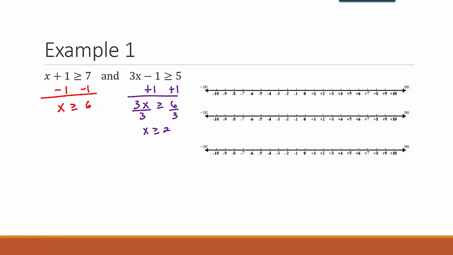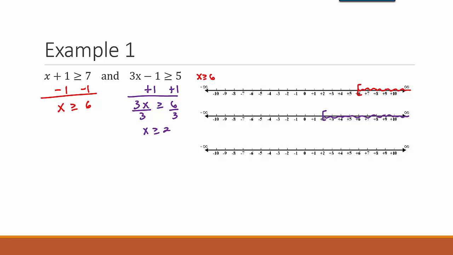Now I'm going to graph those separately. So let's look at the x is greater than or equal to 6 first. Now remember, we're graphing using the interval notation style. So I would use a bracket since I have the or equal to bar, starting at 6 and going to positive infinity. With x is greater than or equal to 2, I would have a bracket at 2, going to positive infinity.